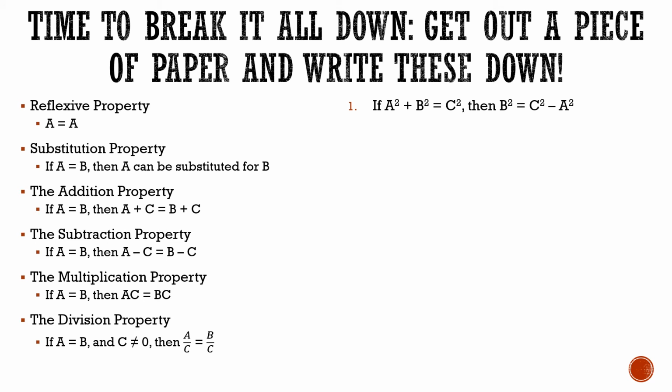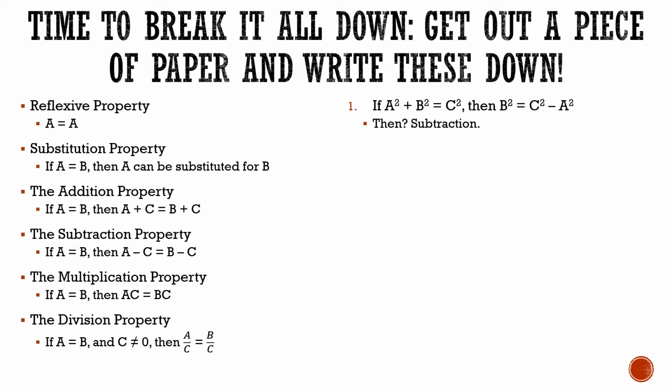So number 1 shows us something like this. If a squared plus b squared equals c squared, then b squared equals c squared minus a squared. And we know this is true because we can use algebra to do this. So look at your then part of the statement. Look at your conclusion. What did we do to show this, to change this equation around? We subtracted a squared, didn't we? So if we subtracted a squared, that means we used the subtraction property.